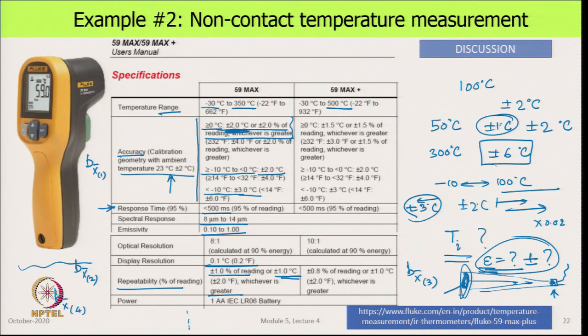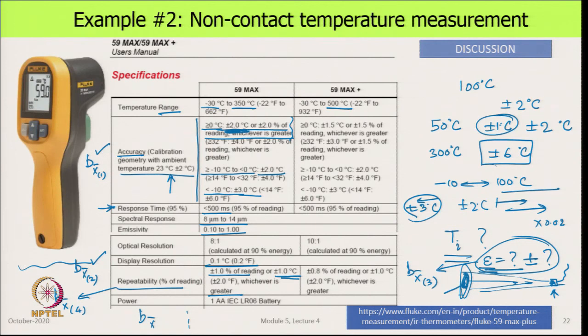So, like that there are more specifications, and here we have already listed 4 sources of systematic standard uncertainty. We will have to estimate each value. Accuracy, how to handle it, we have already seen. Display resolution, how to handle it, we have seen in our example. What is new is how to handle the emissivity-related and repeatability-related systematic standard uncertainty. From all of that, we will get B x bar in the temperature measurement, and then we do the remaining calculations like what we have seen before.